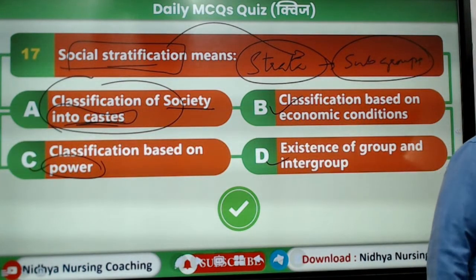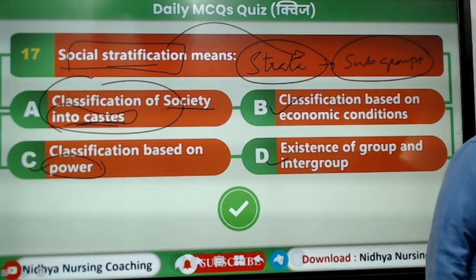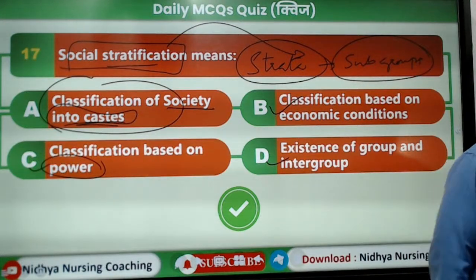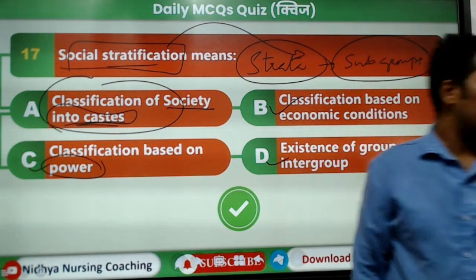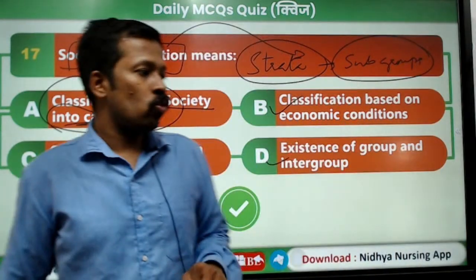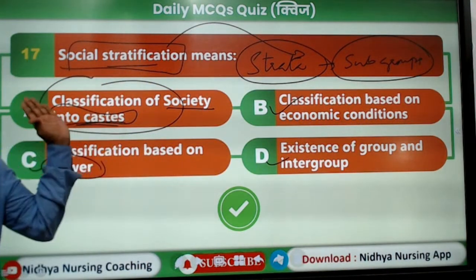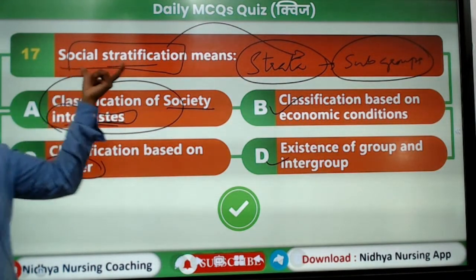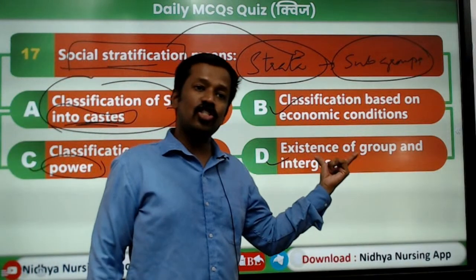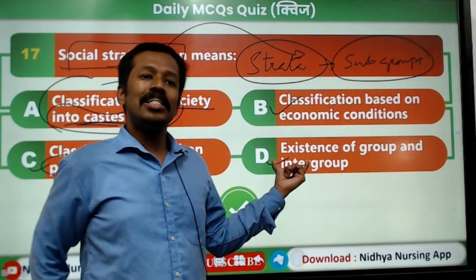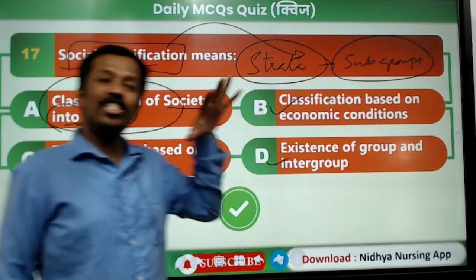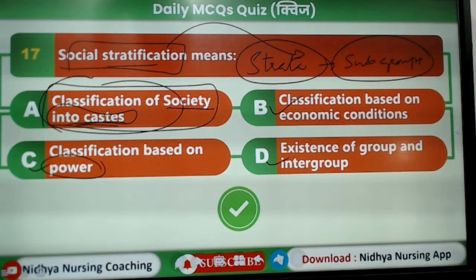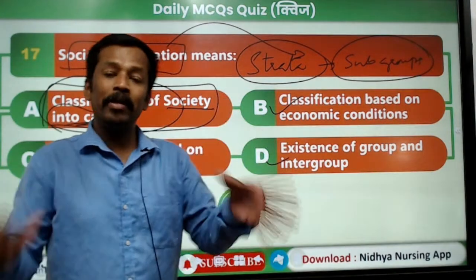Okay, is it clear now? Fine. So what is the exact answer? Social stratification means the existence of groups and subgroups, but among those, which is the most common existing thing? Classification of society into caste. But the exact meaning of strata is subgroups. Strata means subgroups. Have you got the meaning? Yeah, fine.